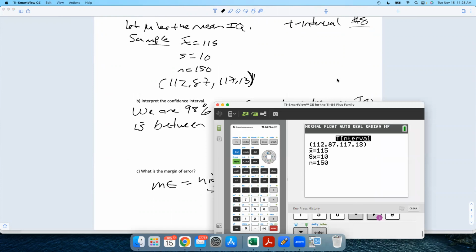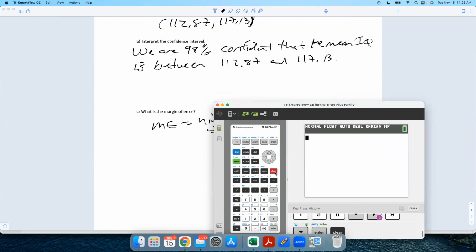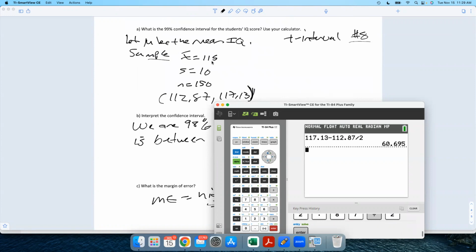So a lot of mistakes happen here. People will type high minus low divided by 2 like this, and that's the wrong answer. It's not even close to the right answer. Remember what our confidence interval is. 115 is right in the middle of the interval. So we thought the mean IQ was 115, but we got to leave a little bit of wiggle room. I only went up 2 points above it and a little over 2 points below it. My margin of error is like 2 IQ points, not 60.